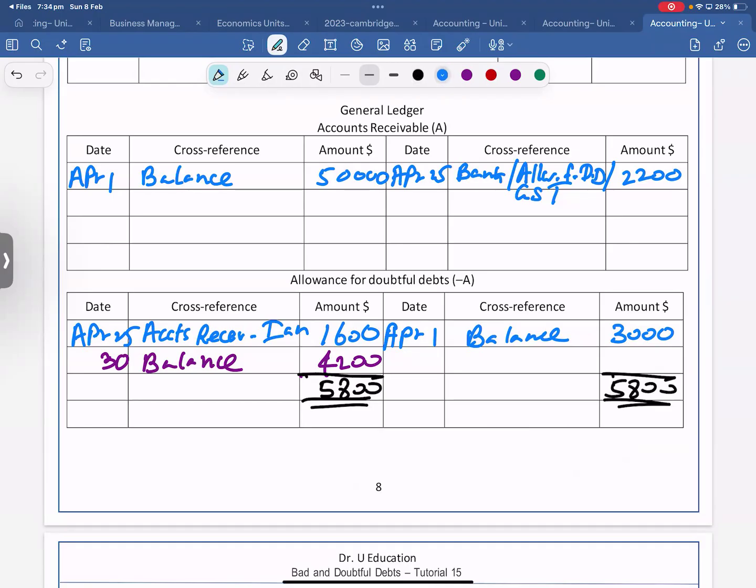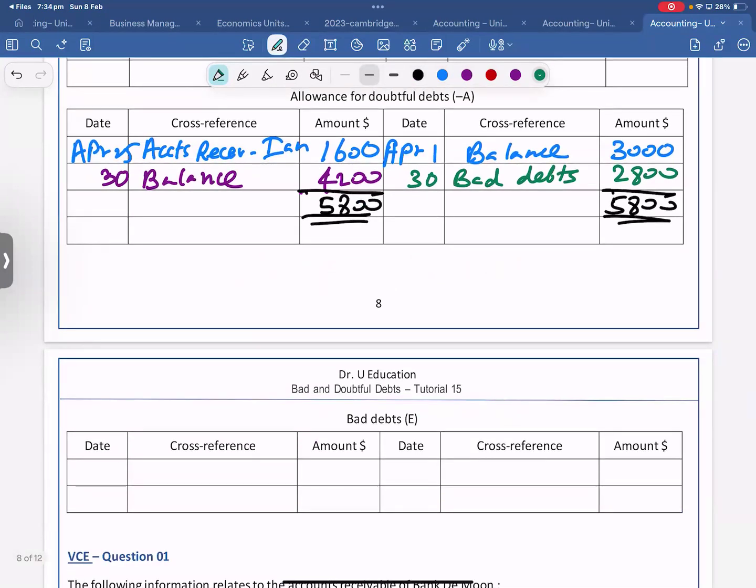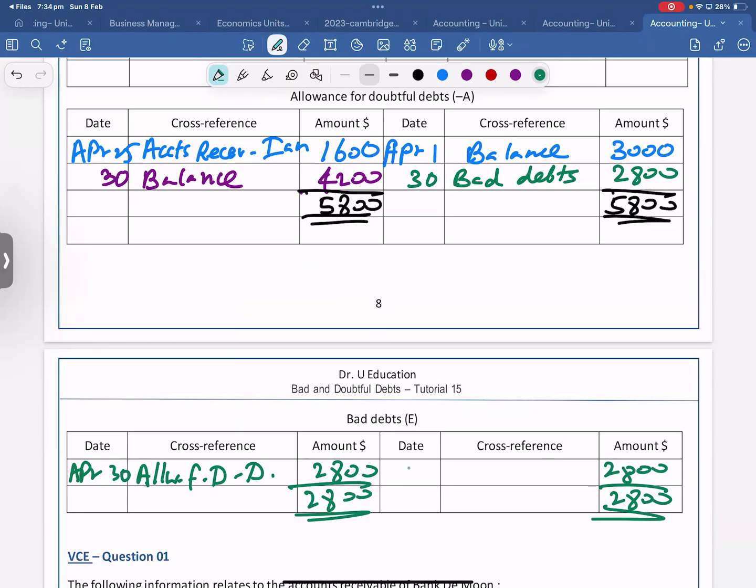Right, then what do we do? The remainder we are writing for the bad debts. Bad debts, 30th. So you credit here and debit bad debts. So April 30th, allowance for doubtful debts. Then we transfer it to the profit and loss summary. On which date, Pranav? April 30th. Done.